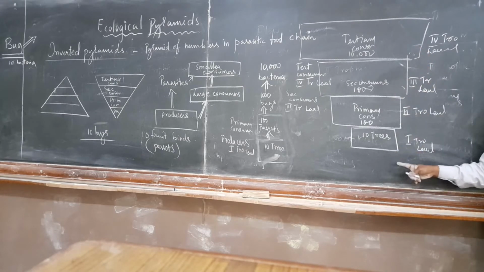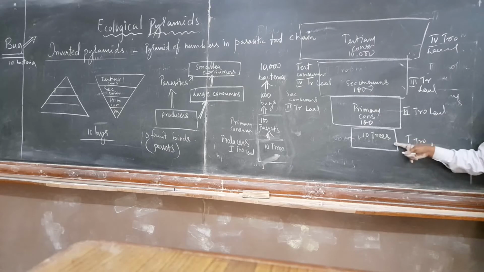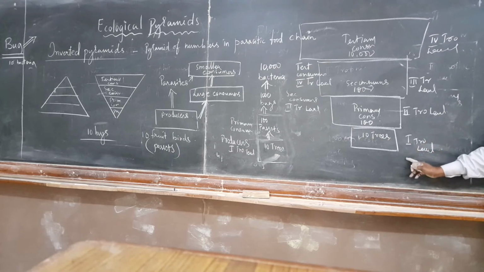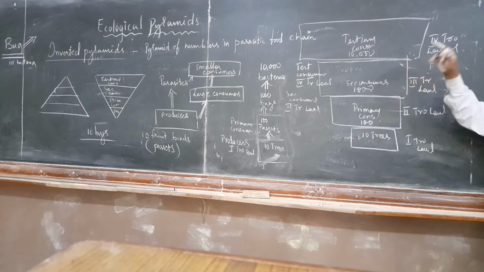Based on the numerical relationship of the organisms belonging to various trophic levels, if you draw the pyramid, this pyramid will take an inverted shape. That's why we call this an inverted pyramid. Remember, inverted pyramids are going to be obtained in the case of parasitic food chains.